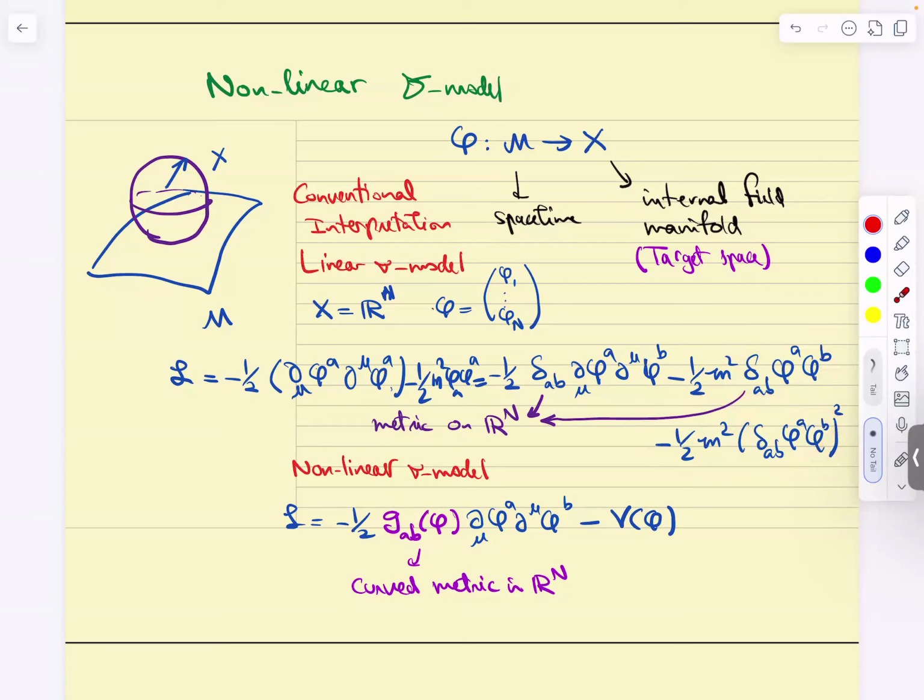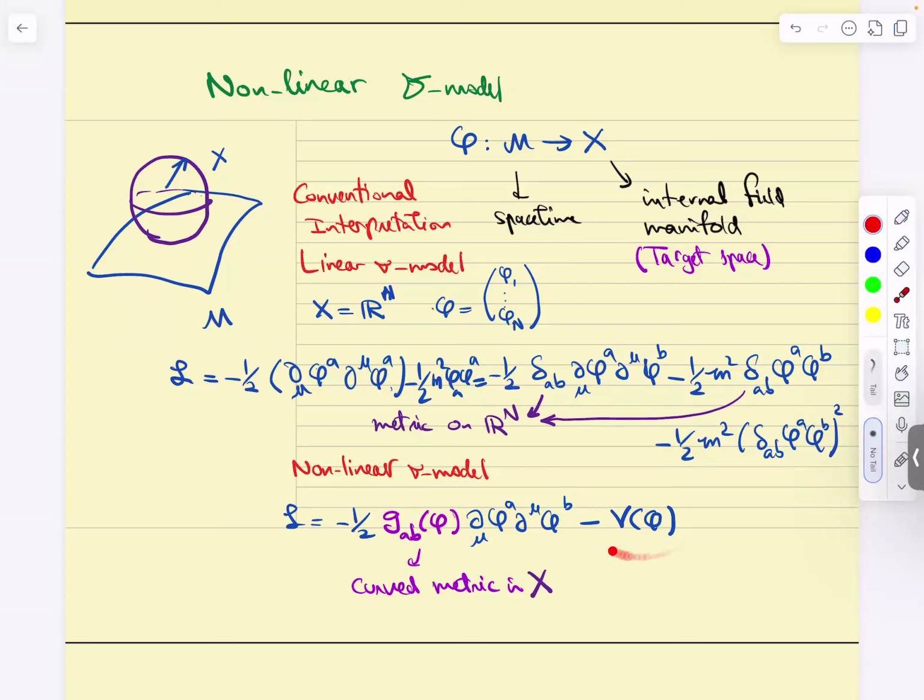So that is the linear sigma model. In nonlinear sigma model, what we do is we say there is some internal manifold and it's not necessarily flat. Maybe it's flat, but we pick a non-trivial metric on it. So now the metric on this manifold depends on the points on the manifold. The points on the manifold are the fields. So it's G_AB of phi, del mu of phi A, del mu of phi B. This is a curved metric in X.